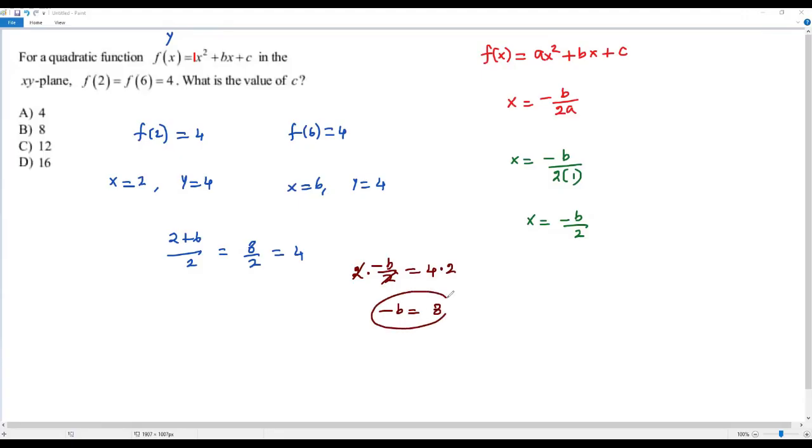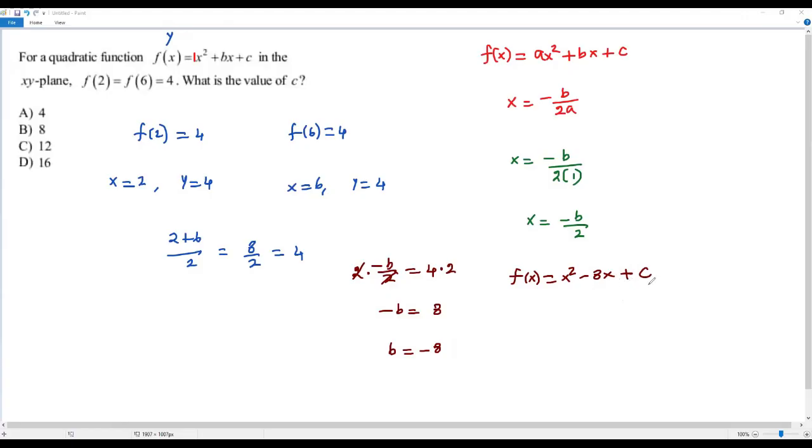Now let's multiply both sides of this equation by -1. When I multiply -b by -1, I am getting positive b. When I multiply 8 by -1, I am getting -8. Here in the given quadratic function, we got the value of b, that is b = -8. Now let's plug in -8 for b. Then the given quadratic function becomes f(x) = x² - 8x + c.